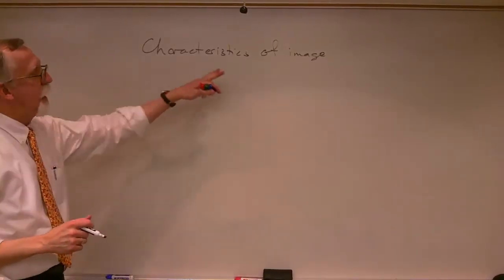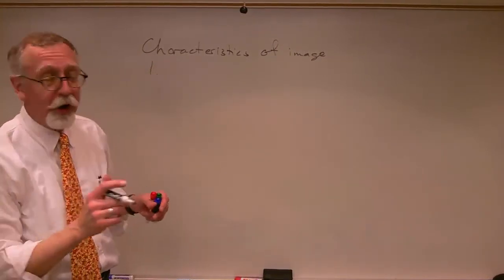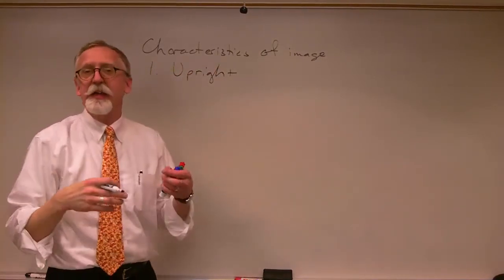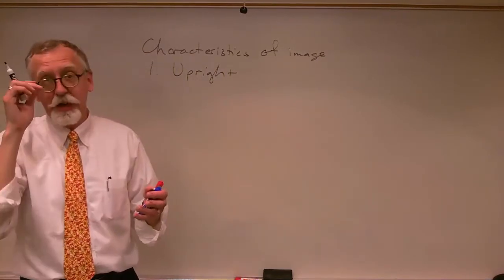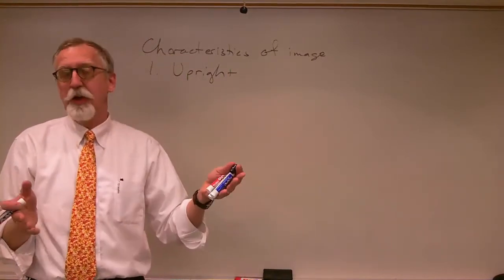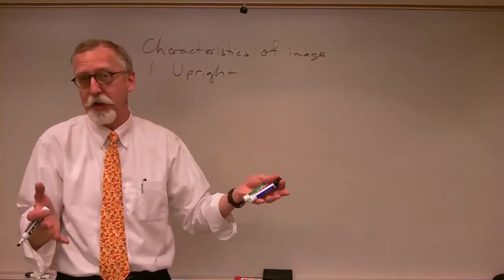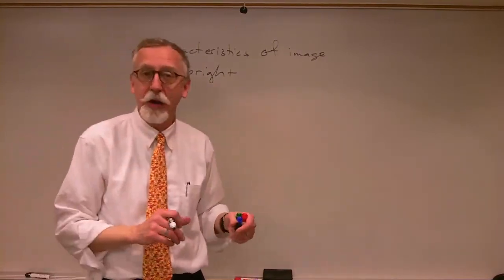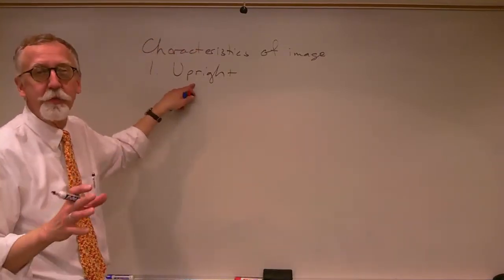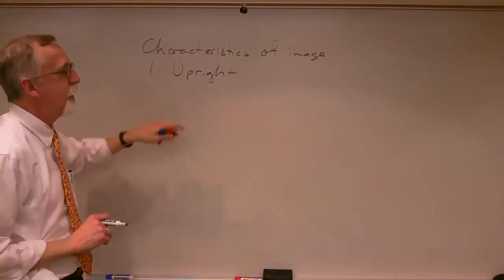Okay, so what are the characteristics of the image? Well, first thing is it's upright. We won't say it's right side up or upside down, because what we're doing is comparing it to the object. If the object is upside down, if the image is upside down, well, then that would say upright. As long as it's the same as the object, we'll say that it's upright. Upright just means the same orientation as the object. The image has the same orientation as the object.